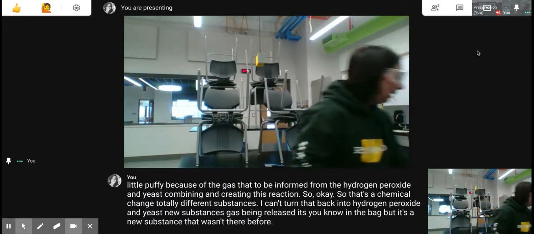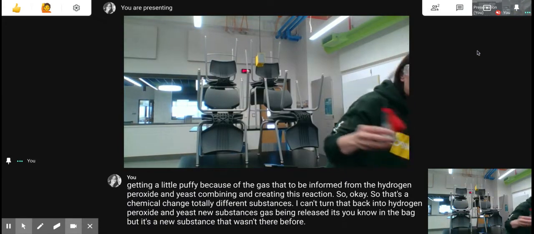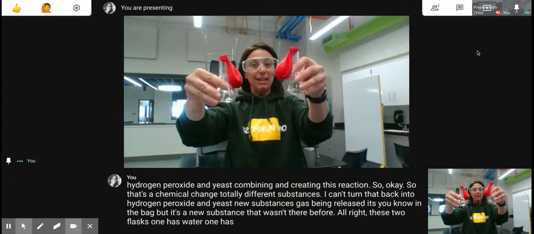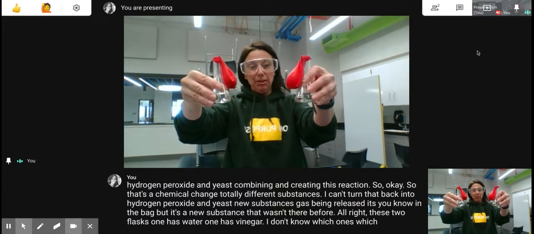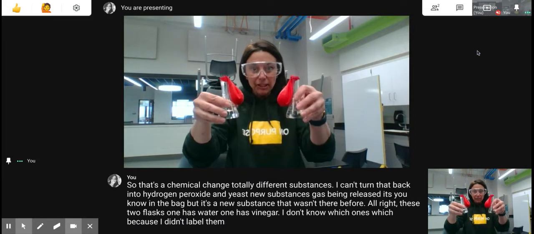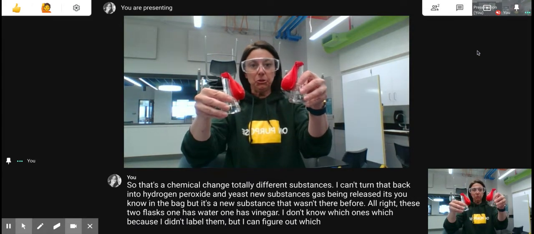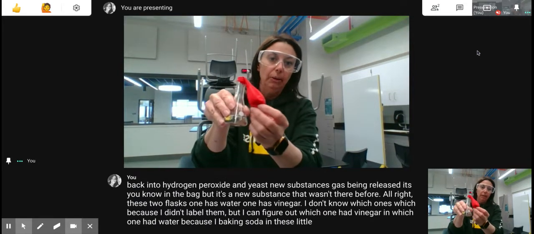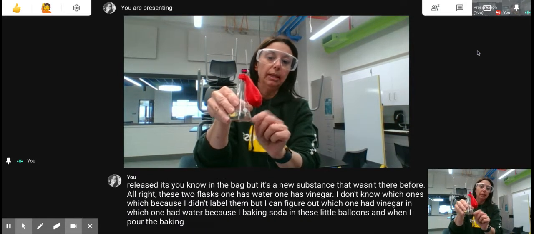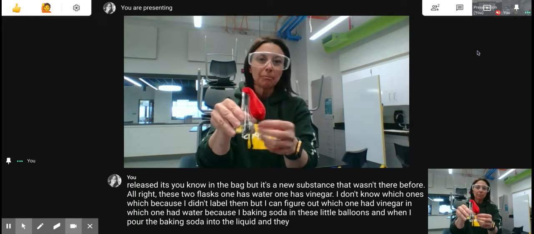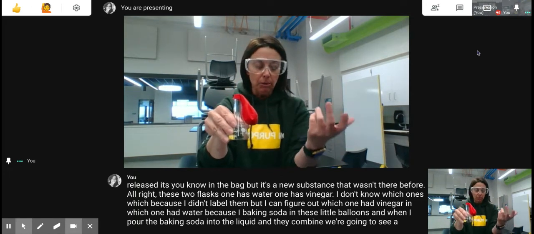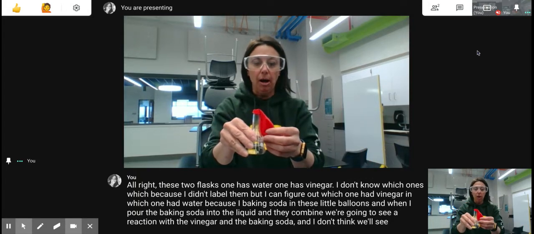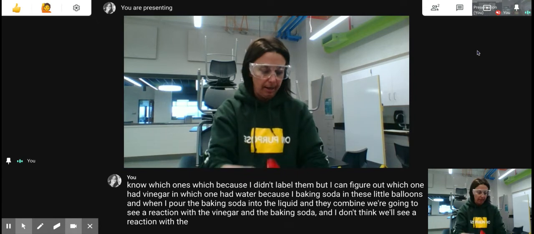All right, these 2 flasks. One has water, one has vinegar. I don't know which one's which because I didn't label them. But I can figure out which one had vinegar and which one had water because I have baking soda in these little balloons. And when I pour the baking soda into the liquid and they combine, we're going to see a reaction with the vinegar and the baking soda. And I don't think we'll see a reaction with the water. I mean, you guys have done this before, so you know what happens.